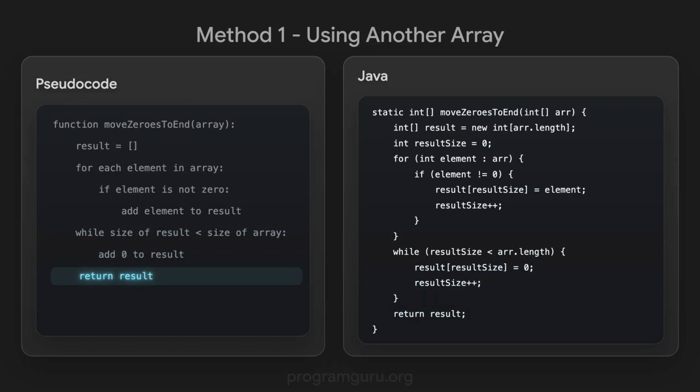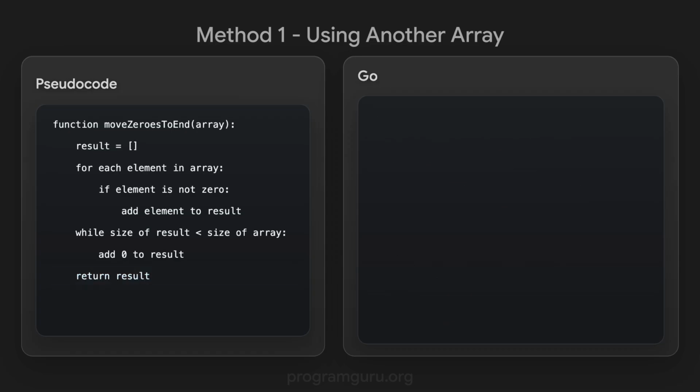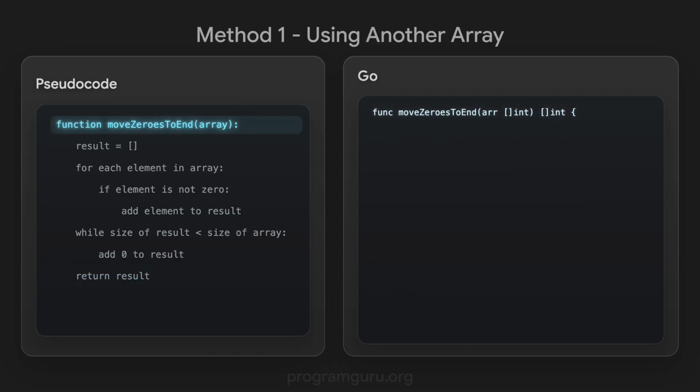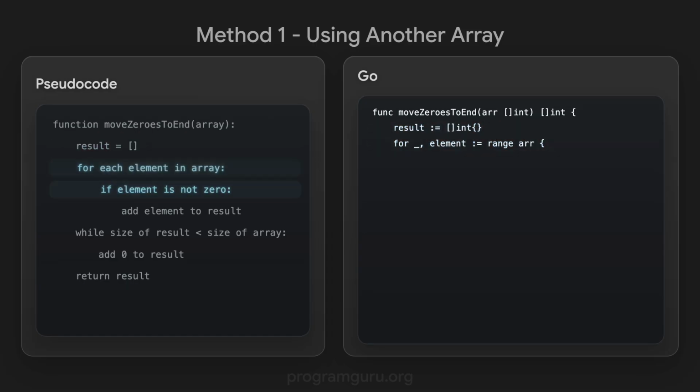Finally, we return result. That completes the Java code. Now let us convert the same idea into Go. Create an empty integer slice called result. Now we write a range loop to go through every element in array.